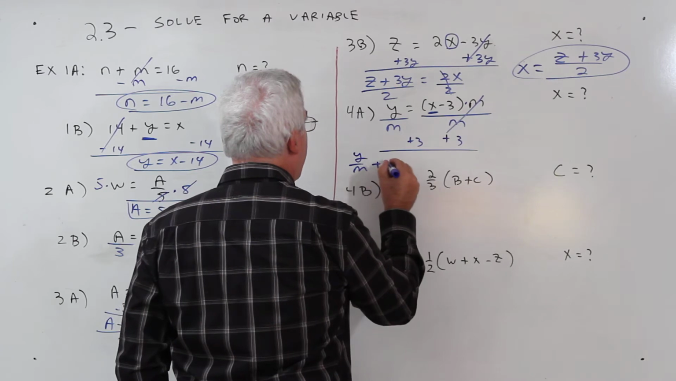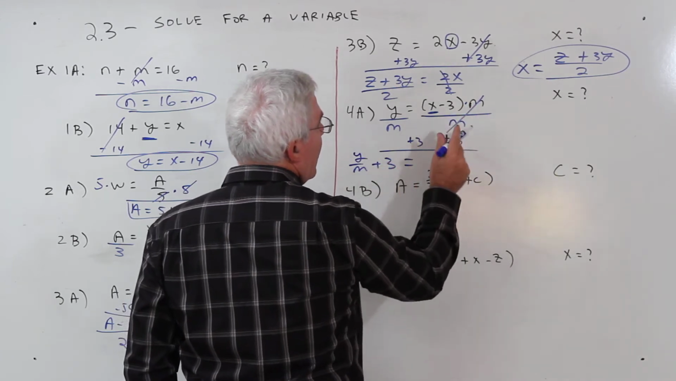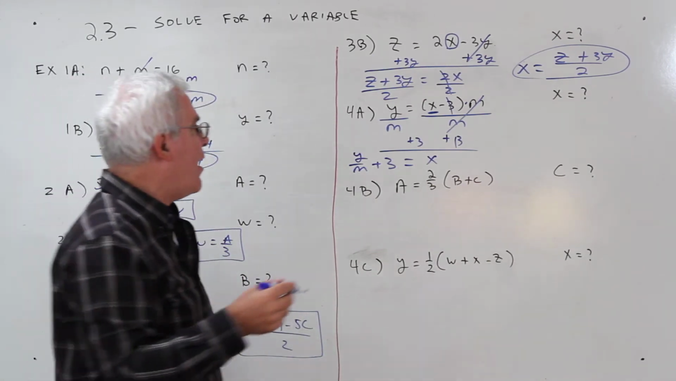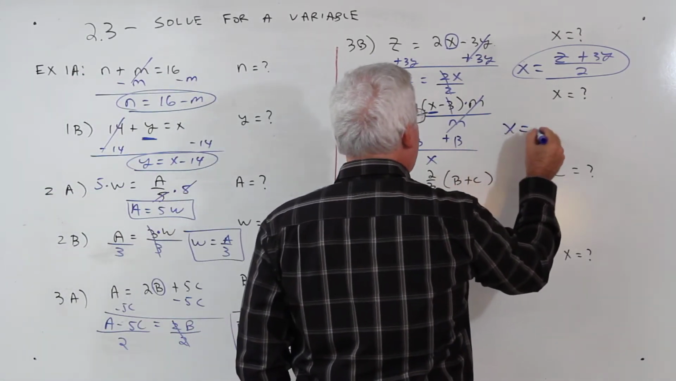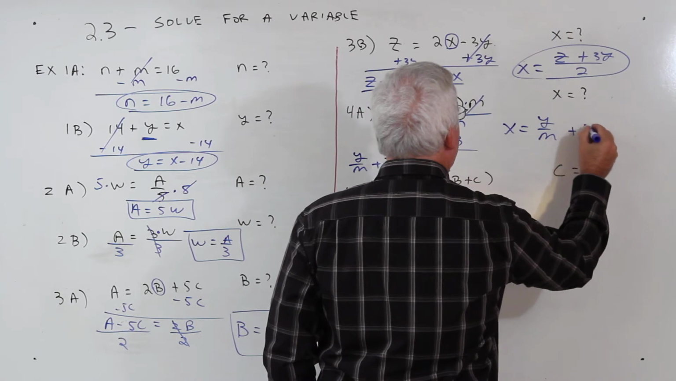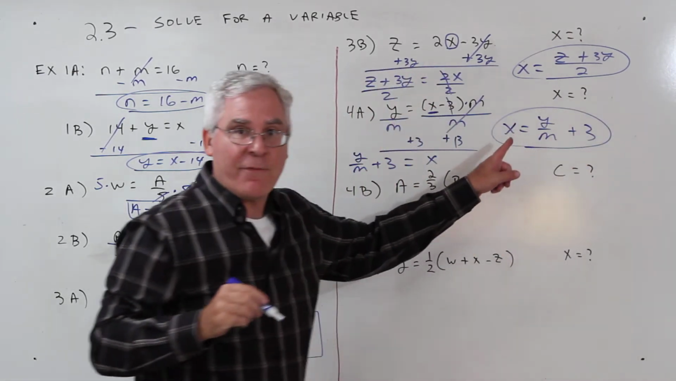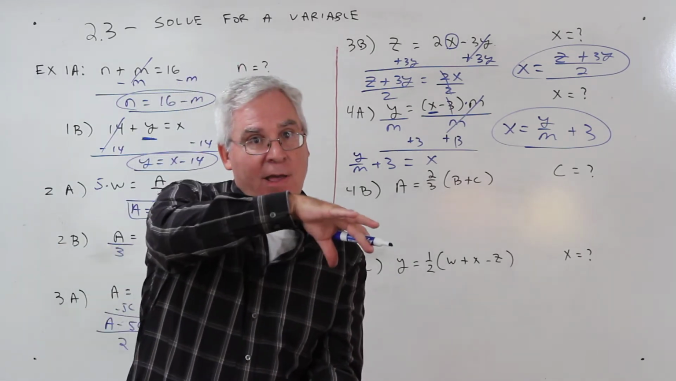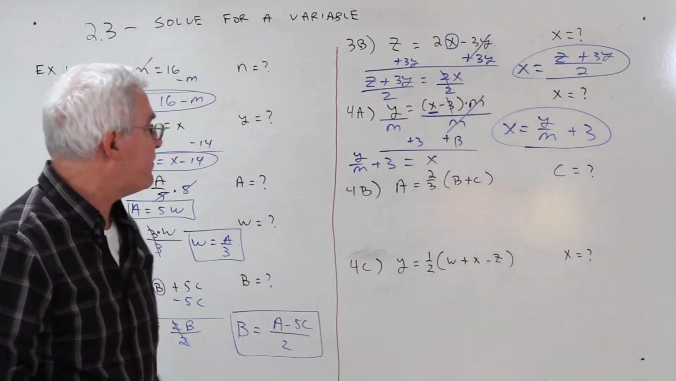Y over m plus 3 separate equals just x. And again, I'm going to rewrite it with x on the left. So x equals y over m plus 3. I can't stress enough, do not write y plus 3 over m. Y over m fraction thing plus the 3.